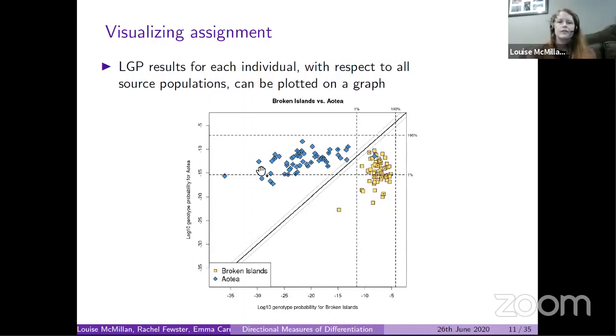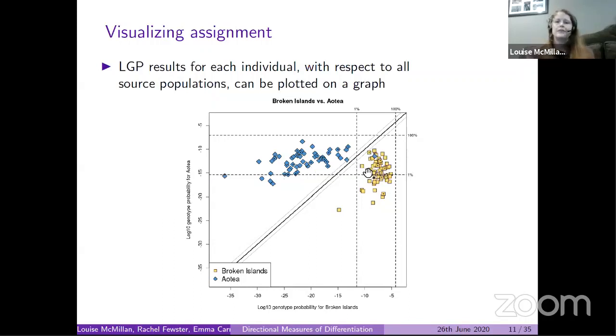The other thing I can tell from this is that the Aotea population fits well to Aotea in that they are high on the y-axis, but they have a reasonably poor fit to the Broken Islands, in that they're low on the x-axis. The Broken Islands rats have a high fit to the Broken Islands, as you'd expect. They're high on the x-axis, but actually quite a lot of them also have a good fit to Aotea, in that they're also high on the y-axis.